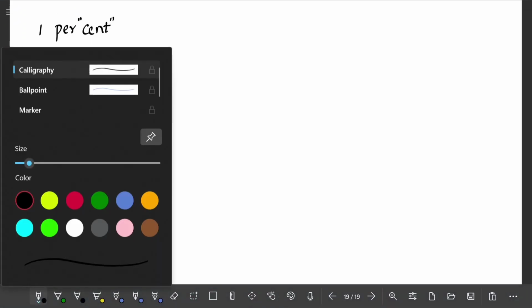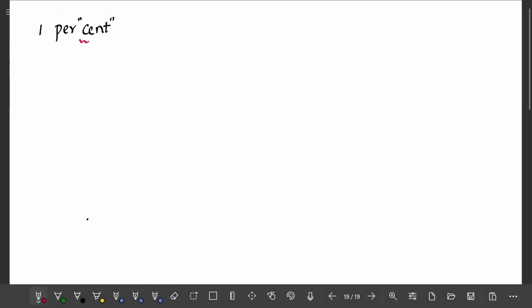So students, let us begin this chapter by simply understanding what is a percent. Let us begin with understanding it. What does it mean by cent, my dear students? Here cent is nothing but 100. Right? Cent means 100. Sir, what does it mean by per? Per means for every.